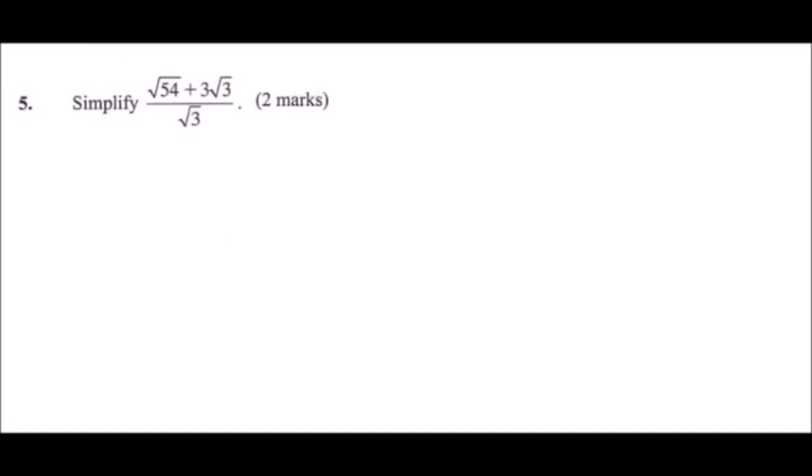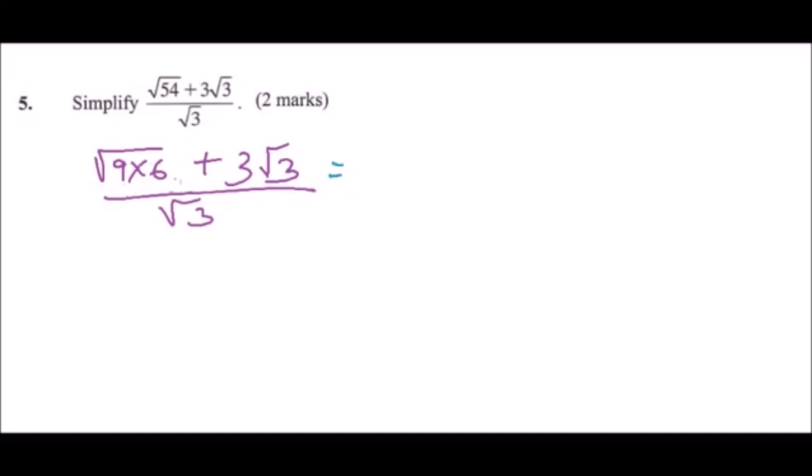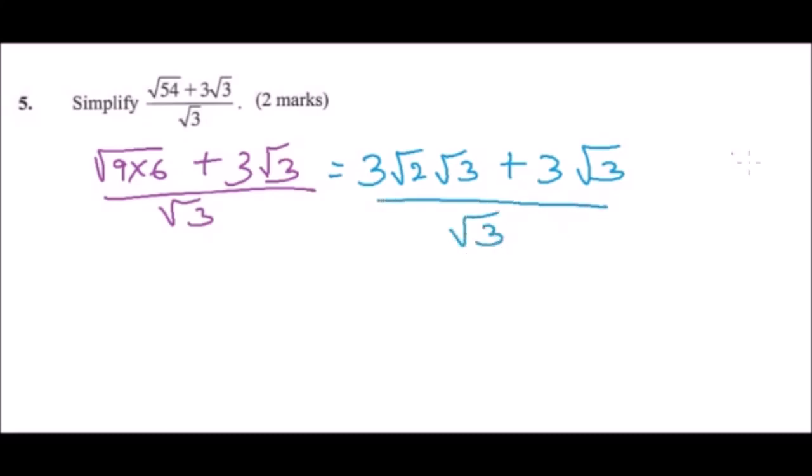So this is KCSE Mathematics Paper 2, 2018, and we are required to simplify this. So the square root of 54 can be written as square root of 9 multiplied by 6, plus 3 root 3, divided by the root of 3. From there, the square root of 9 is 3, so we can write this as 3. The square root of 6 can be separated into square root of 2 and square root of 3. Then we add 3 root 3. This is divided by the root of 3.